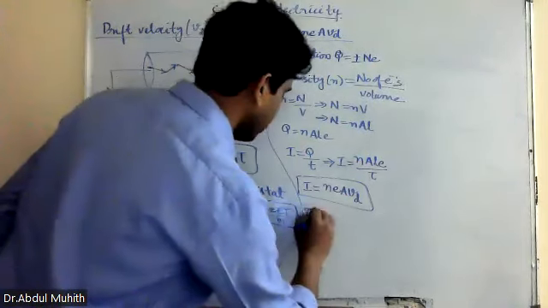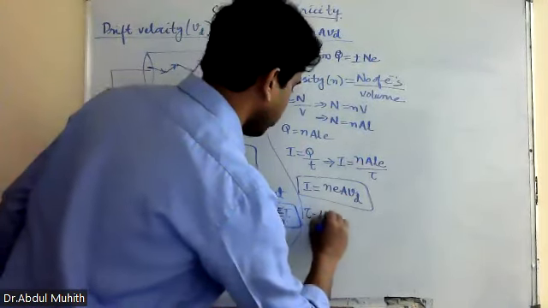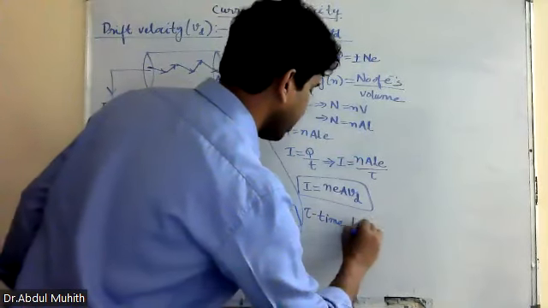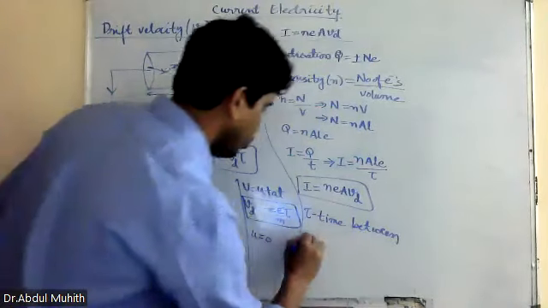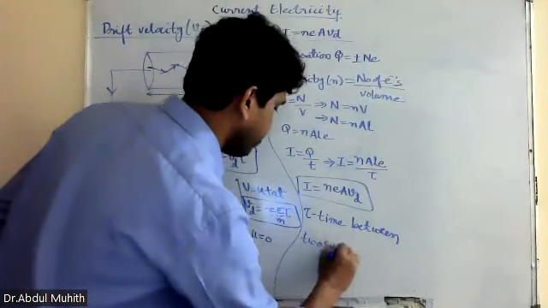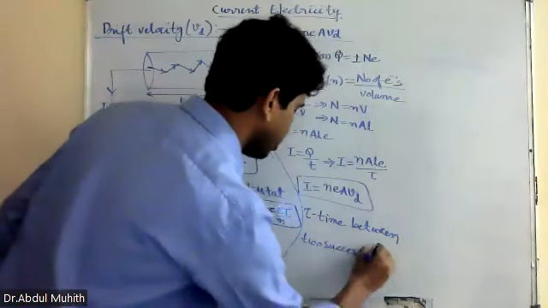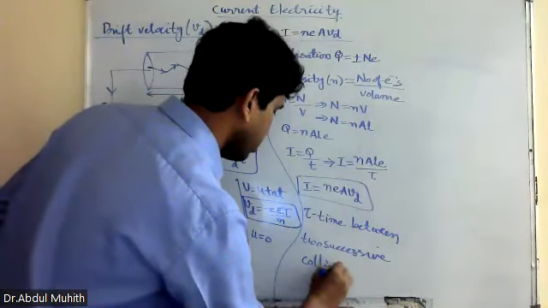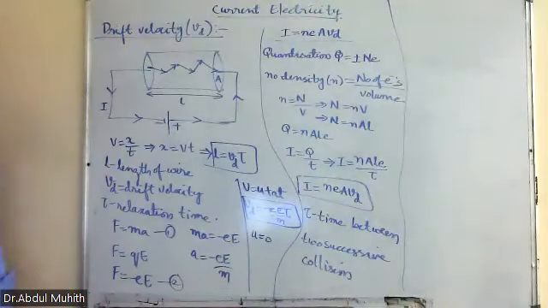What is this tau? Tau is said to be relaxation time. Time between two successive collisions. Time between two successive collisions is measured in seconds. Okay. Now this is the second derivation.